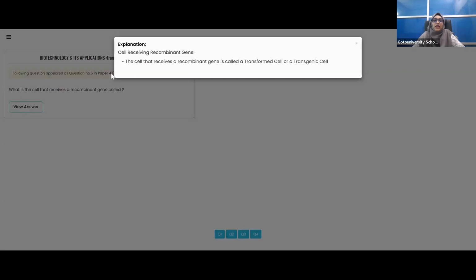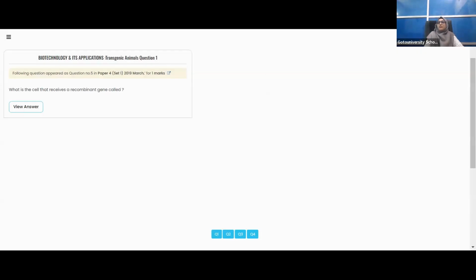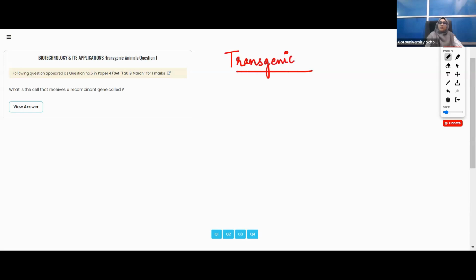See here. The cell that receives a recombinant gene is called a transformed cell, or also we call it a transgenic cell. So just tell me what transgenic means. So when are we using this transgenic word? Say me.